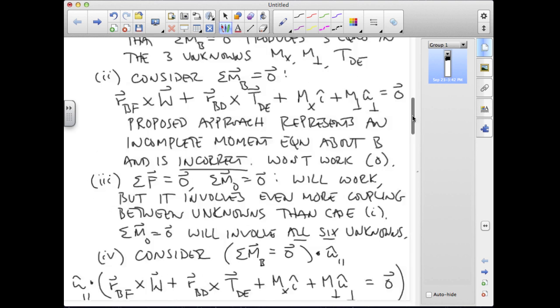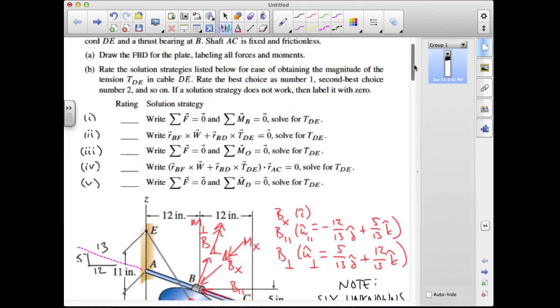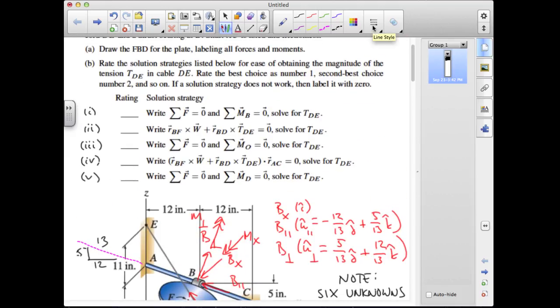So if I go back to my original statement and we rate these, first we'll give 2 a 0 because that won't work. That represented an incomplete moment equation. 4 represents the best. It will work and involves a single scalar equation and one unknown.